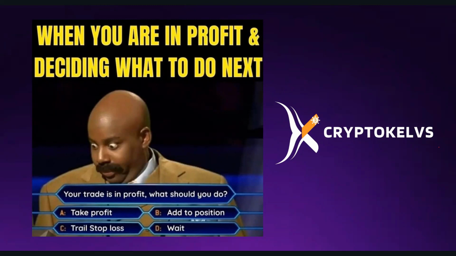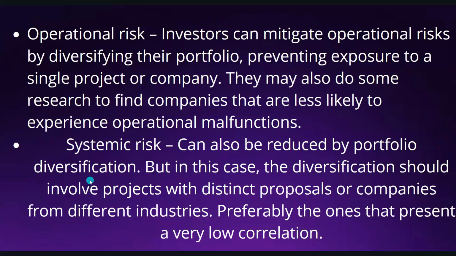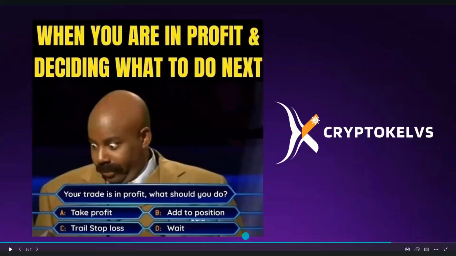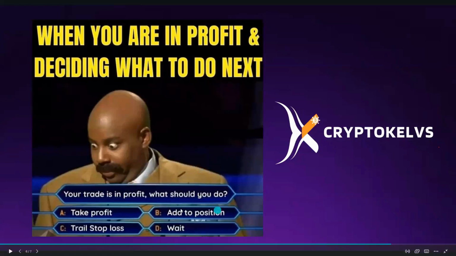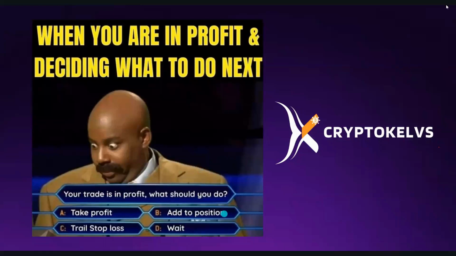Who else? We have add to position. You can add to position means opening another position. Take profit means you close everything or you close partially. Then trailing stop loss means you set a stop loss that if the coin drops to that point, it closes. Trailing stop loss is calculated in percentage. If the coin drops by, let's say, 5% from your trailing stop loss, it will automatically close.